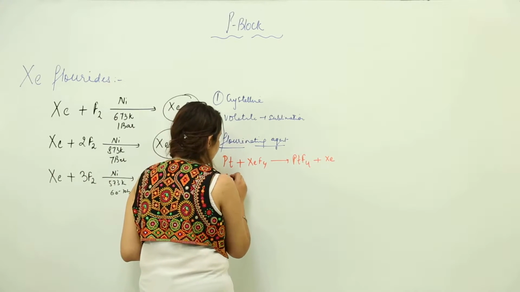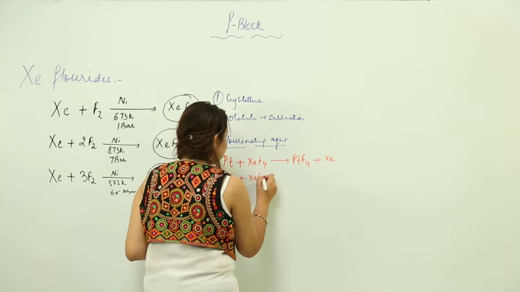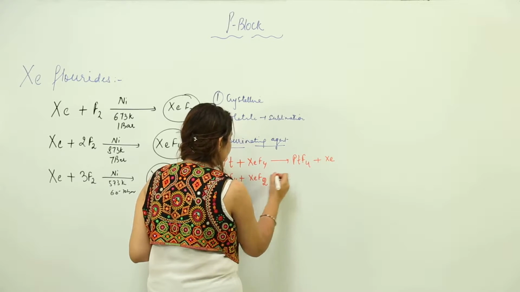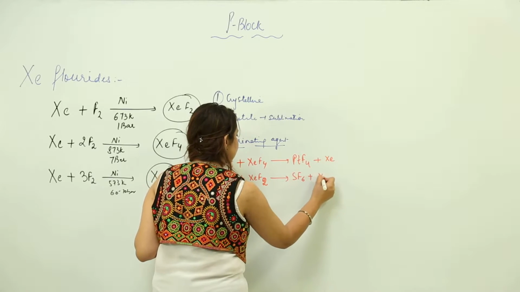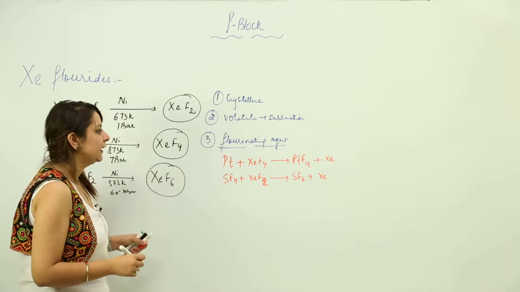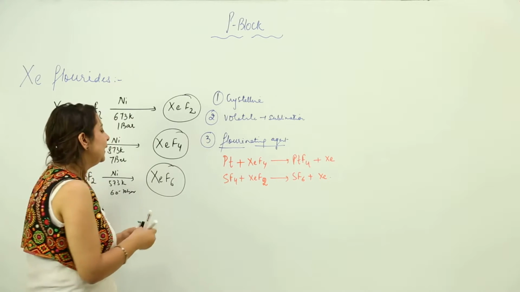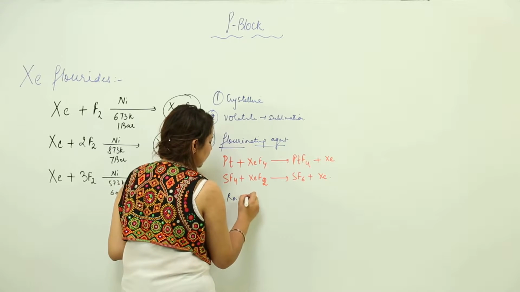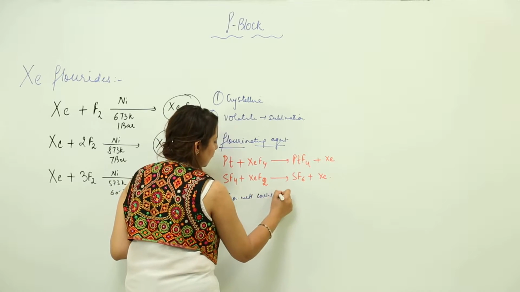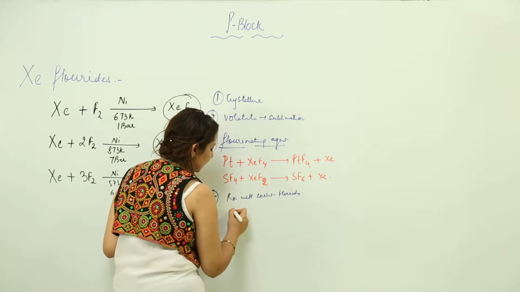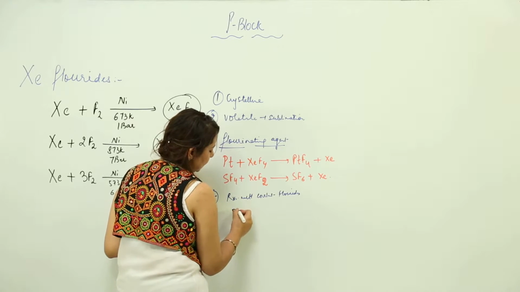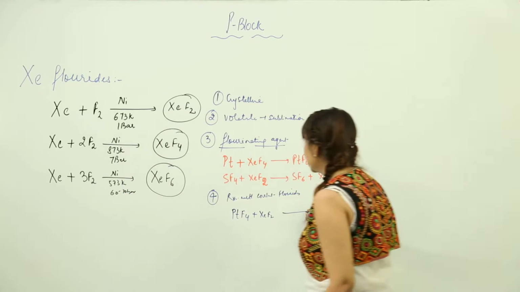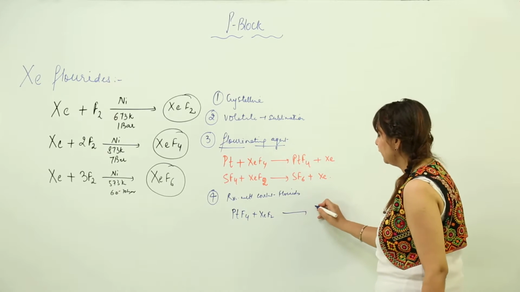Likewise, if we react SF4 with XeF2, it will form SF6 and Xe will be liberated. So they act as fluorinating agents. Likewise, they react with covalent fluorides also. Let's say I react platinum fluoride, PtF4, with XeF2. It donates one of its fluorines to PtF4.